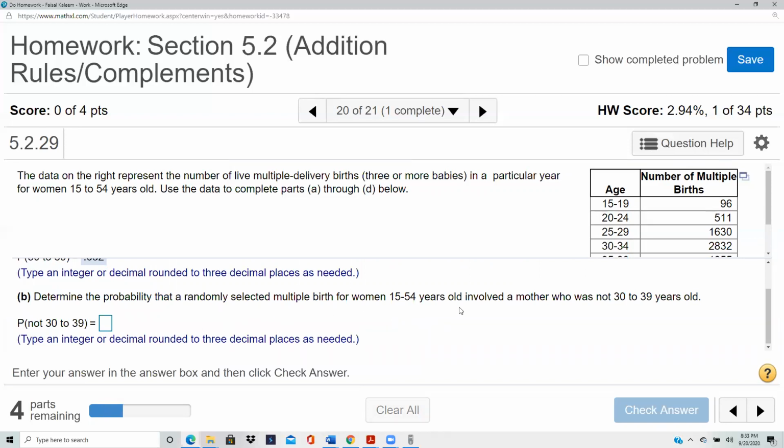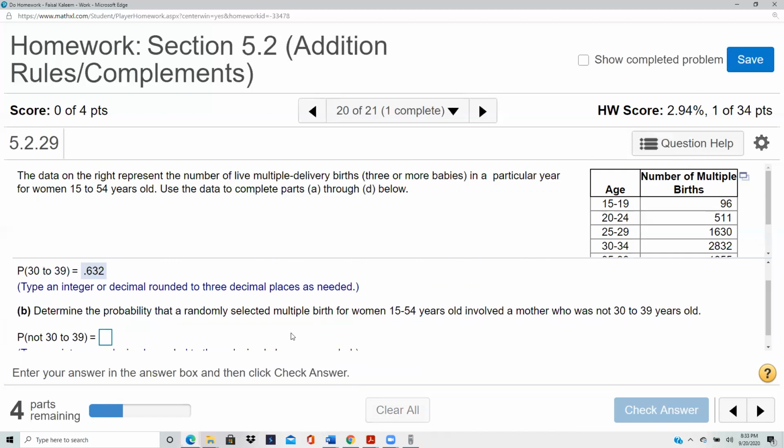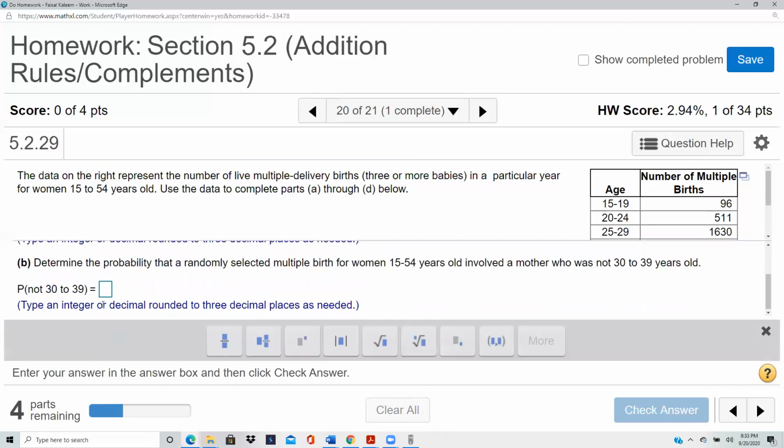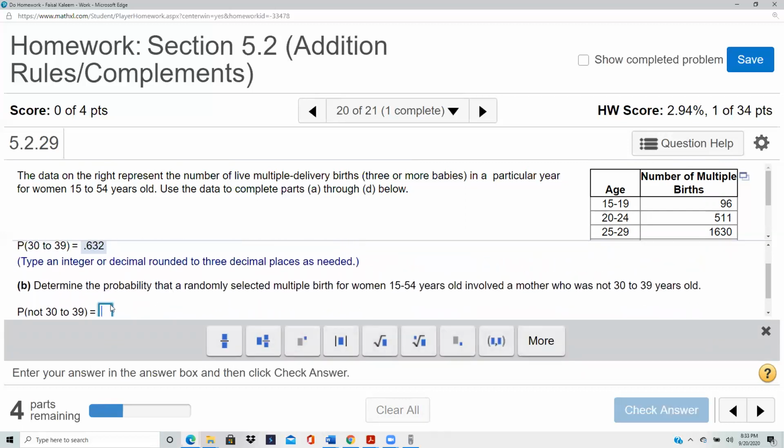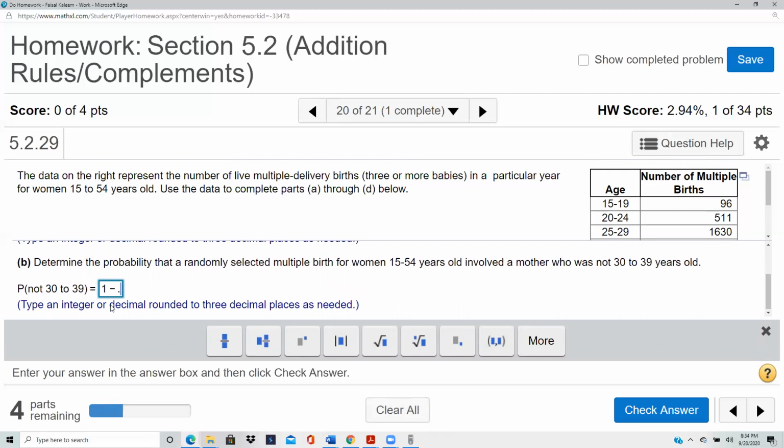Determine the probability that a randomly selected multiple birth involved a mother who was not 30 to 39. Remember, we already have 30 to 39. Not 30 to 39 can be found by adding up all those who are not 30 to 39, but we have a faster way, because not 30 to 39 is the complement of 30 to 39. You know that the probability of something and its complement add up to 1. So not 30 to 39 would simply be 1 minus 0.632, and that would be 0.368.